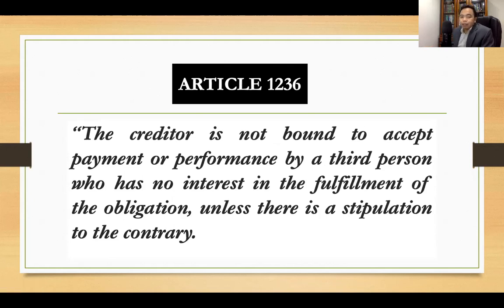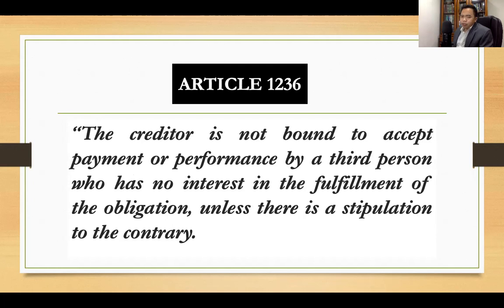The creditor is not bound to accept payment or performance by a third person who has no interest in the fulfillment of the obligation unless there is a stipulation to the contrary. Now, question. To whom can the creditor accept payment? In the most ideal of things, it is the debtor who will have to settle the payment to the creditor, correct? Because they are the parties to the obligation. But can the debtor compel the creditor to accept payment or performance by a third person?